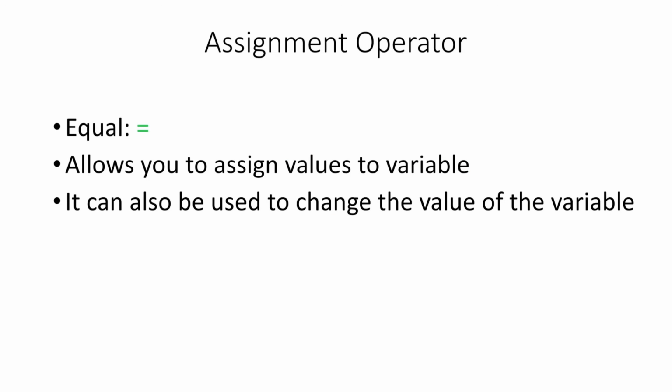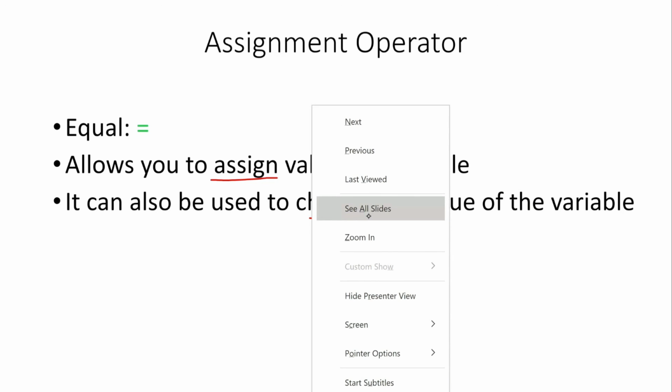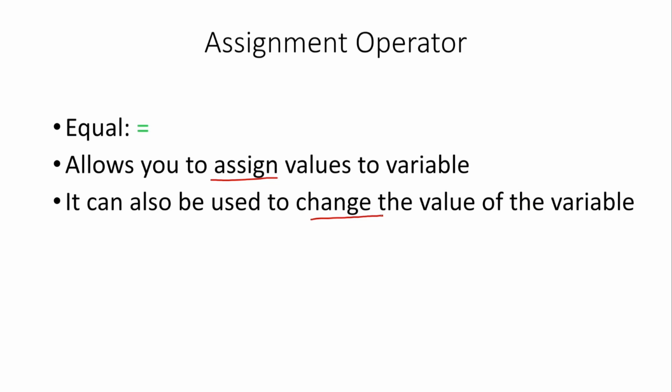Alright, so now we know about a variable, but we need to know how to assign values to a variable, or to change the value of a variable. Well, to do this, we have to use an assignment operator. And in Java, the assignment operator is the equal sign. So, if you wanted x to be equal to 1, then you would write x equals 1.